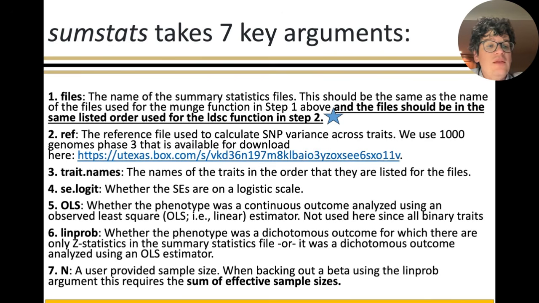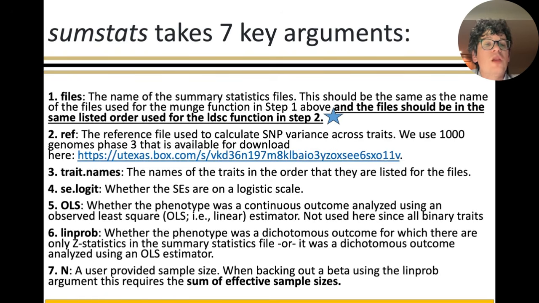Sumstats, I would say, tends to be the function that causes the most confusion, and that's in part because you need to know slightly more information than you had when you ran the MUNGE step, specifically related to how the effect columns are scaled. But going specifically through the arguments themselves, the first one is files. So this is the name of the summary statistics files, not the MUNGEd files.